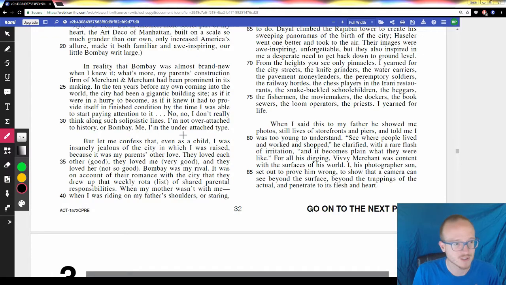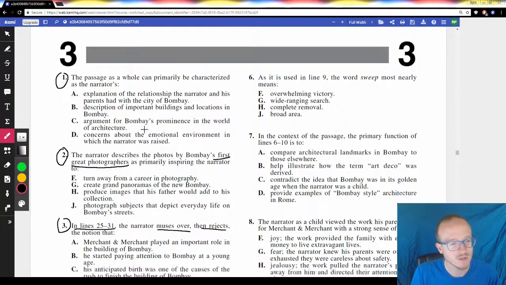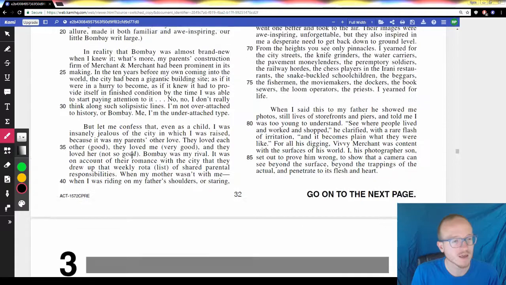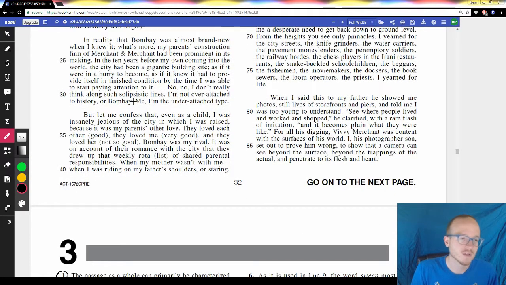Me, I'm the under-attached type. Okay, so even there, I think I might have, okay, yeah, it was just through 31. So even then, I could have stopped here and not kept on reading. I know that for sure it has to be in this little area.